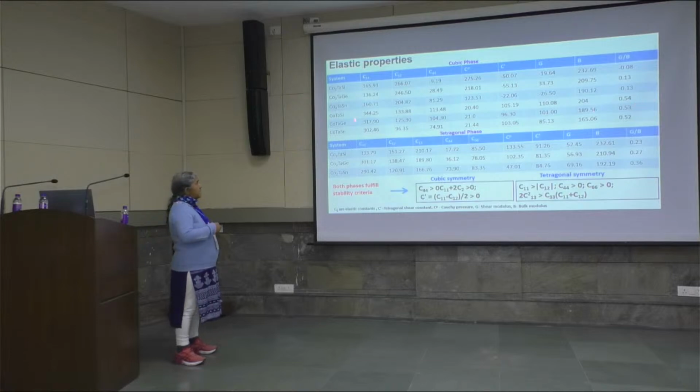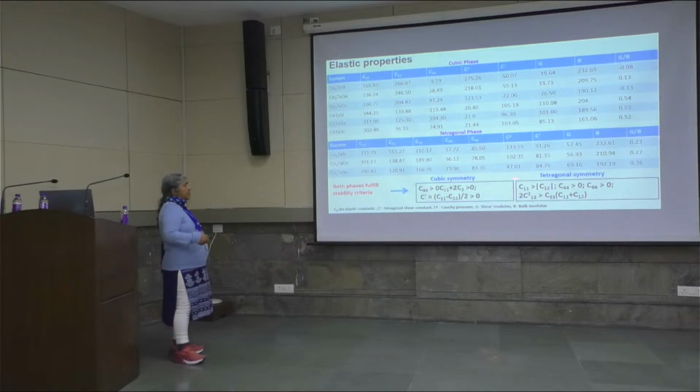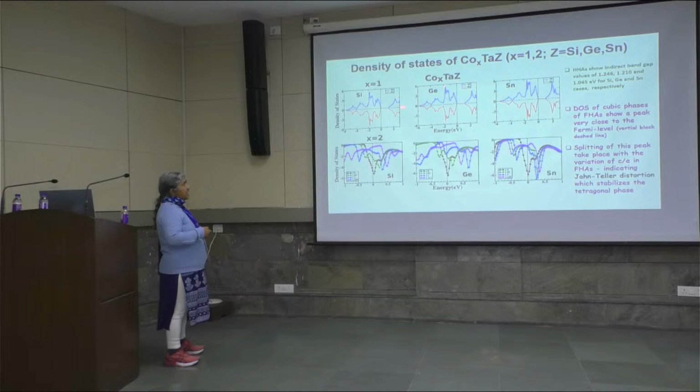The half Heusler alloys are kind of in that range, but on the other hand, the full Heusler alloys are supposed to be malleable, so they are good. For the tetragonal phase also we have done all the calculations, and we see that both for cubic symmetry and tetragonal symmetry, whenever applicable, all these phases are stable from the elastic properties also. Just to cover the density of states, it shows that these half Heusler alloys are all semiconducting in nature. Here are the listed values of band gaps.